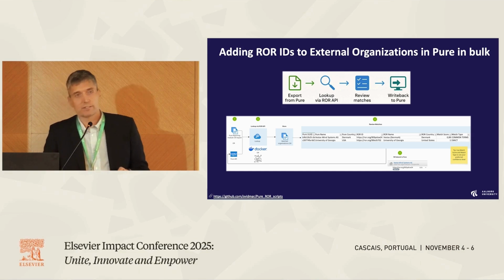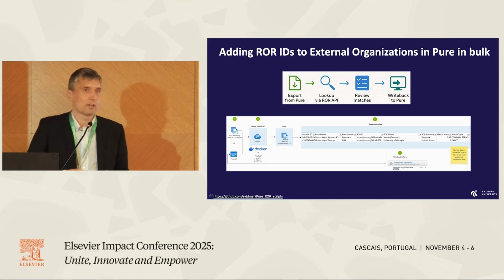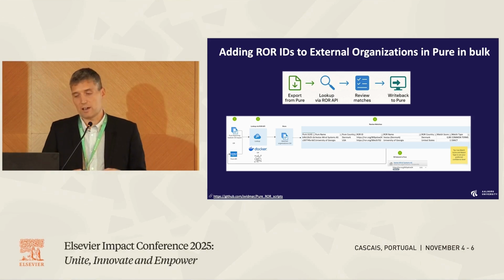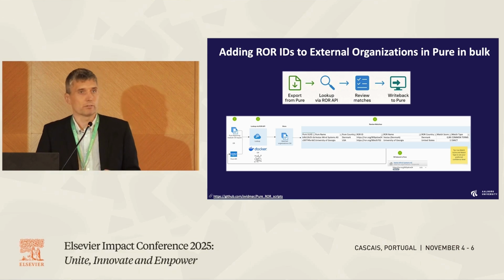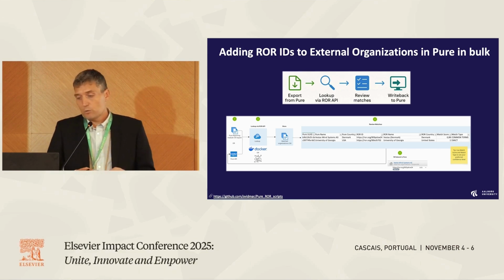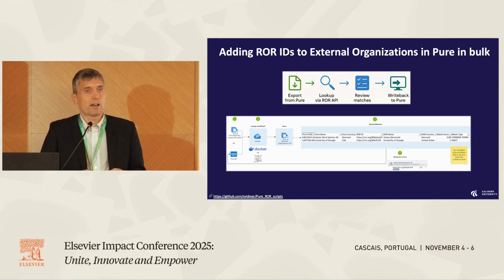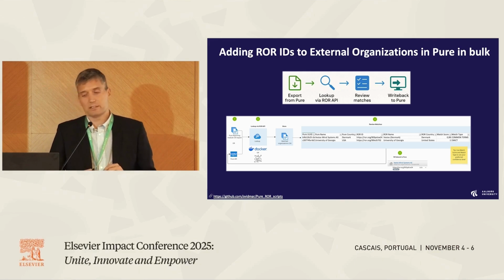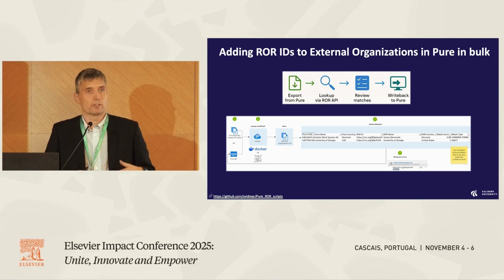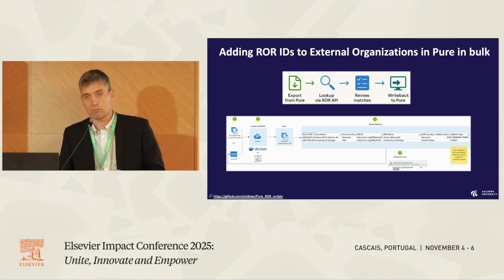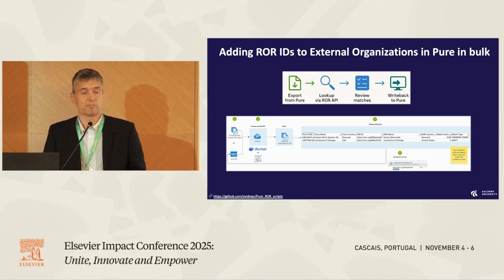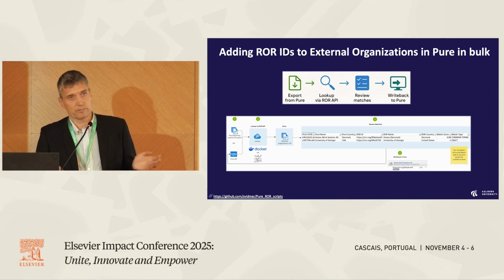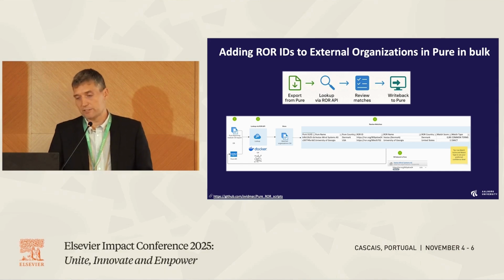So the idea is that we export the external organizations from Pure using either a CSV report or the Pure API. We then send these to the ROR API, which then tries to match each organization to a specific ROR ID. And you can run this in Docker on your own machine, so you can actually have the ROR API running on your own machine, which I would advise you to do because it's extremely fast and you can process thousands of organizations in minutes.